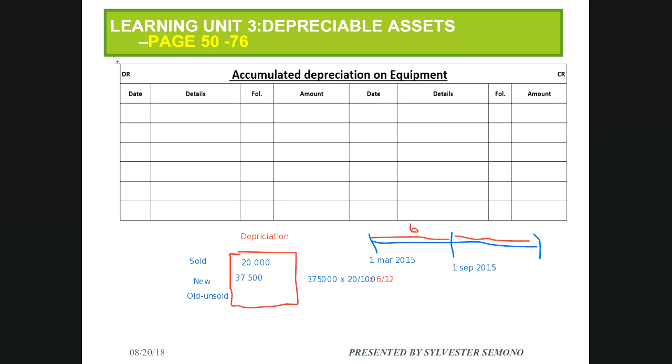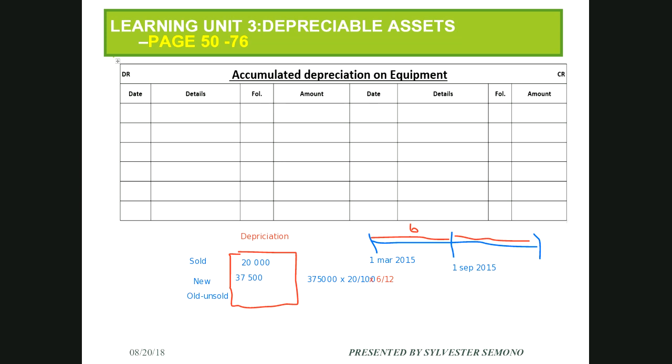Now we must ask ourselves a question. Are we still having that balance or not? According to you? No, because we sold one. You can even check on the credit side of your vehicle. You have got a cost of how much. Remember, this is the cost.